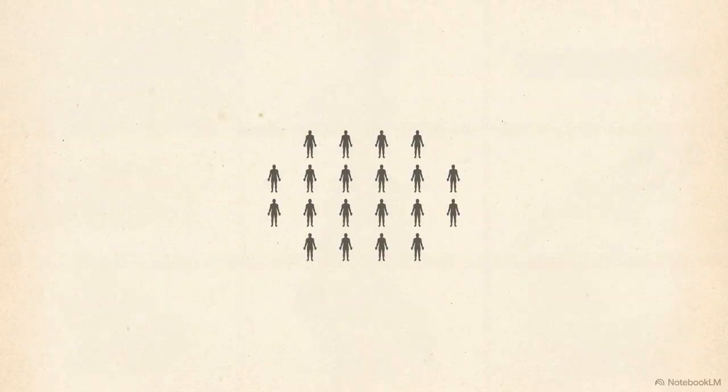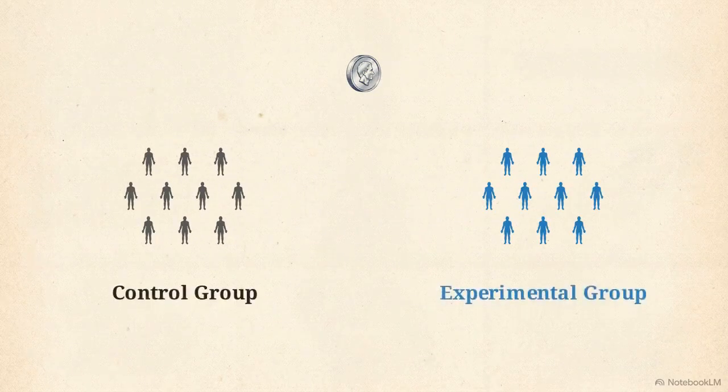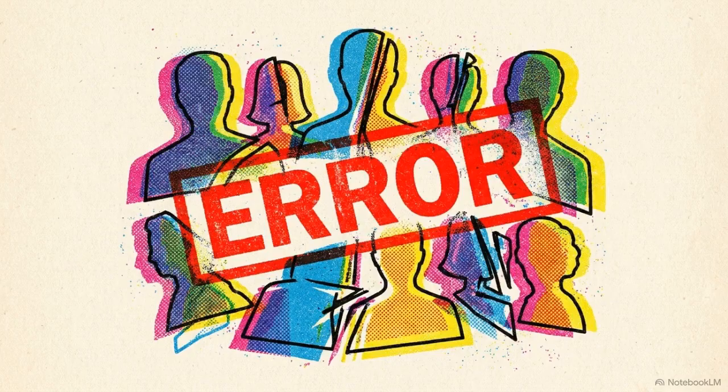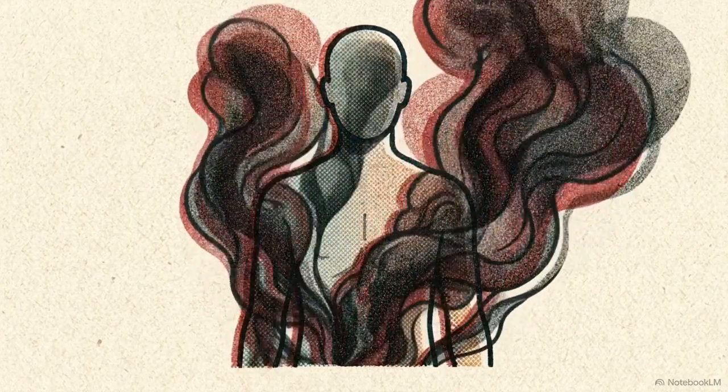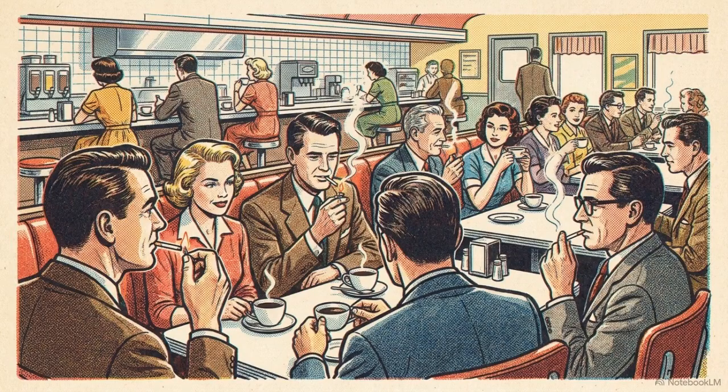You take a group of people, flip a coin, and assign half a variable by pure chance, leaving the other half as a control group. But you can't run that experiment on smoking. Ethically and practically, you cannot imagine forcing randomly chosen people to smoke for 30 years to see if it ruins their health. Since scientists couldn't intervene, they were stuck with observational data, looking at people who chose to smoke on their own.